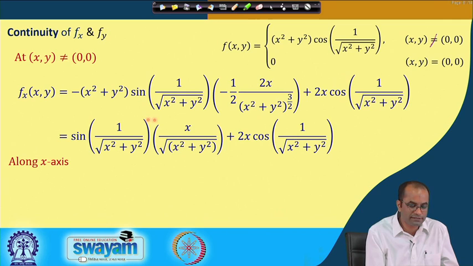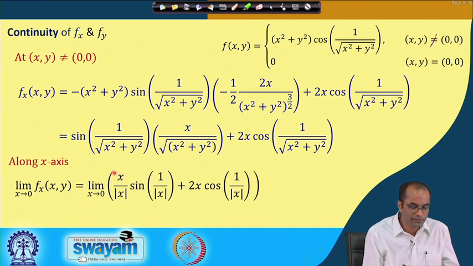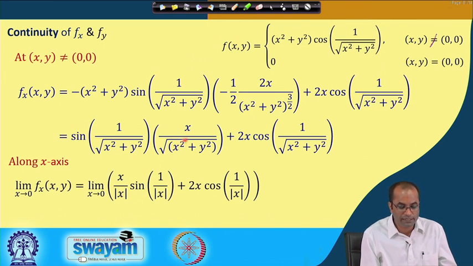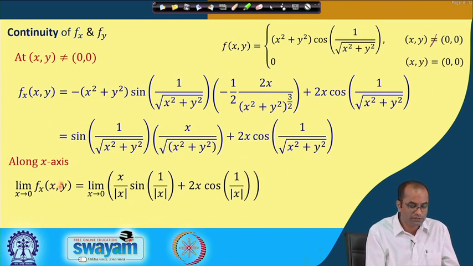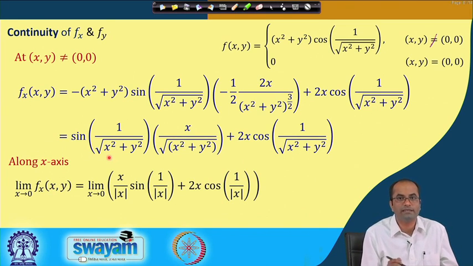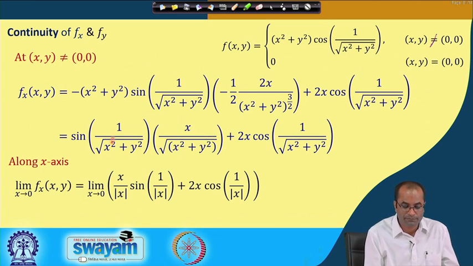So, along the x axis, if we move towards the origin, what will happen? The y is 0 now. So, we have x divided by the square root of x square, which is the absolute value of x, and then we have the sine of 1 over the absolute value of x, plus 2x, and the cos again of 1 over the absolute value of x. So, this is along the x axis, that means y is 0.